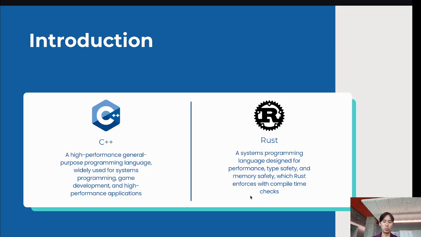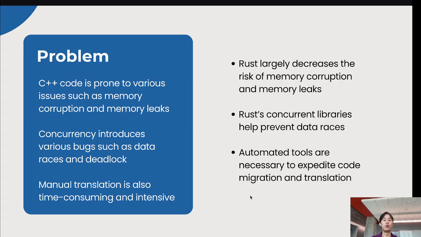However, there are some issues with C++. C++ code is prone to various issues, such as memory corruption and memory leaks. However, Rust has a solution for that. Rust largely decreases the risk of memory corruption and memory leaks through its compile time checks. At the same time, when you involve concurrency in C++, concurrency introduces various bugs such as data races and deadlocks, which only exacerbate C++'s issues. However, Rust has another solution. Rust concurrent libraries help prevent data races because of how the concurrent libraries are controlled and how they interact with each other.